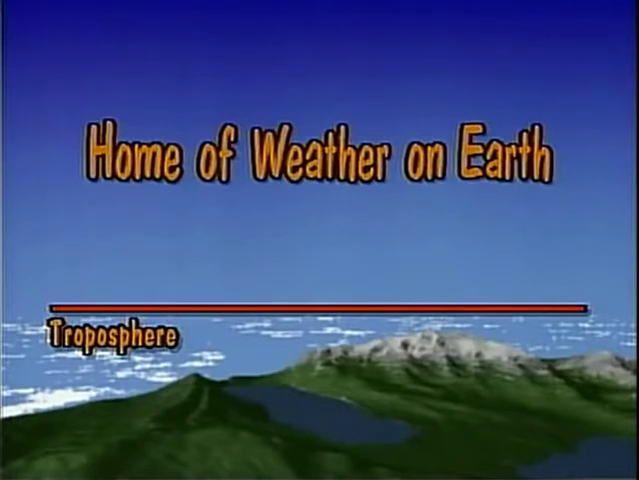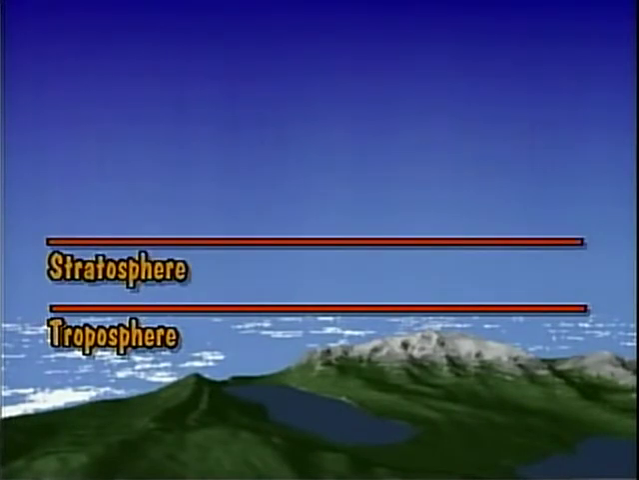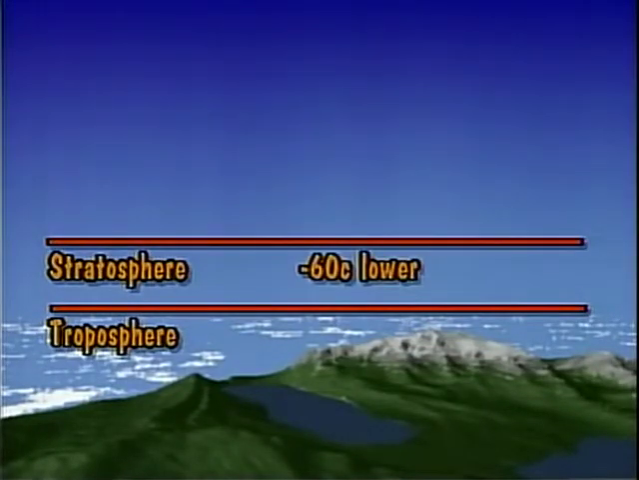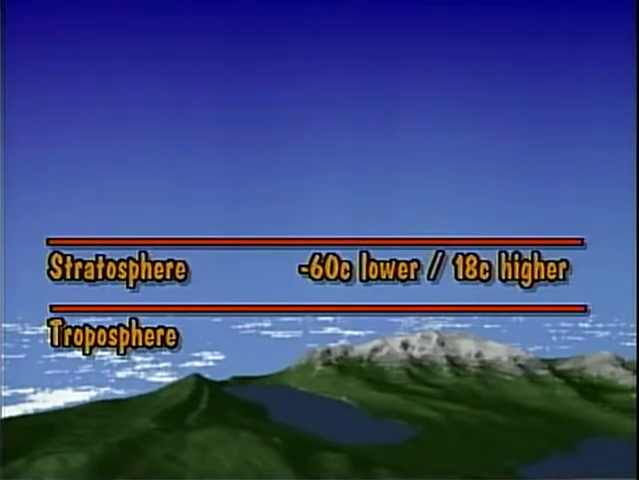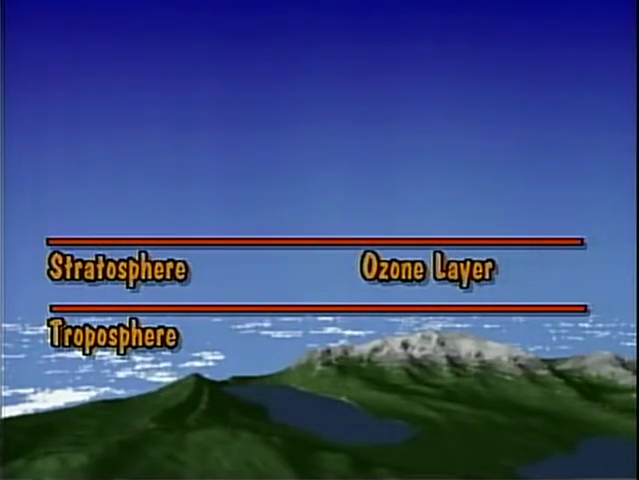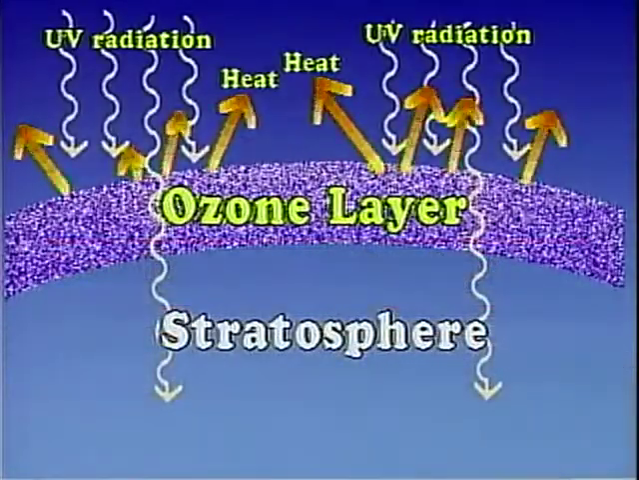Just above the troposphere is the stratosphere. In the lower part of this layer, the air temperature remains constant and very cold, around -60 degrees Celsius. The temperature in the upper portion of the stratosphere is warmer, around 18 degrees Celsius. Now, this is because most of the ozone layer is found in the upper portion of the stratosphere. And as the ozone layer reacts with the UV radiation, it gives off heat.